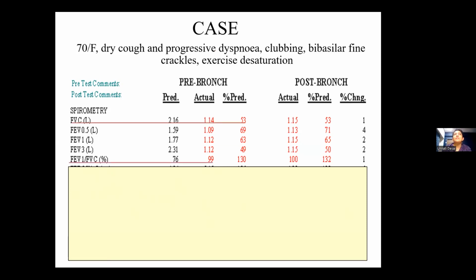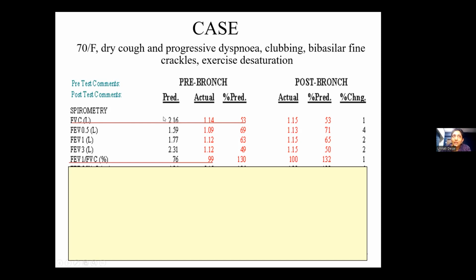Subsequent to this, we will see the FVC. As you see here, we draw a line on the FVC parameter, going till the percentage predicted. The percentage predicted FVC is 53%, which is abnormal or low. So this patient has a reduced vital capacity.